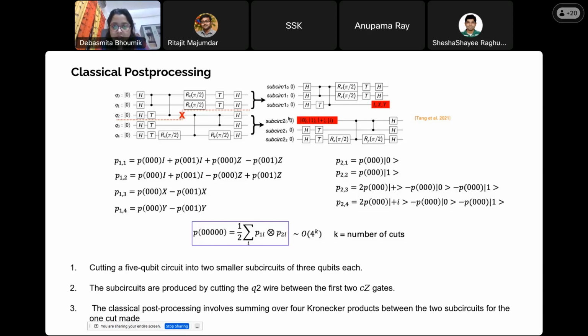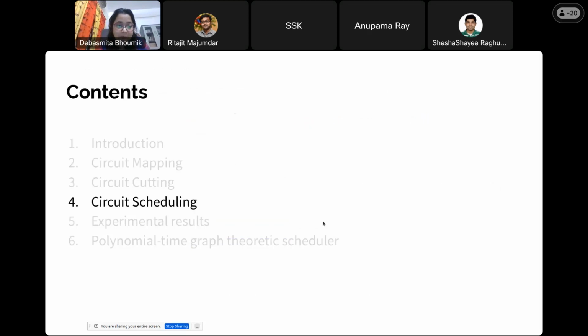This is the same for subcircuit 2. This is for preparation, this is for measurement. So the classical post-processing involves summing over the products between the 2 subcircuits over the one cut made. So if the number of cuts is k, then the complexity becomes big O of 4 to the power k.